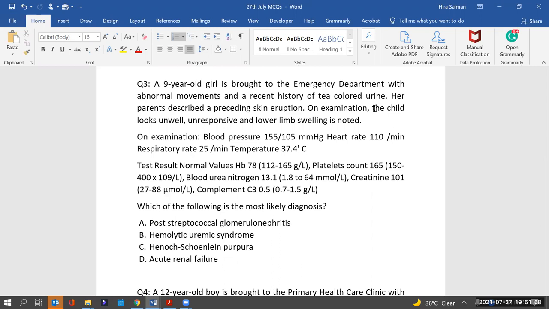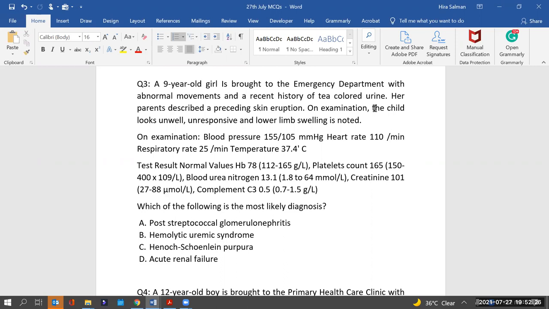And before that, the patient was having tonsillitis. Before that, the first one was having pharyngitis. So you have seen all the preceding infections: pharyngitis, tonsillitis, and maybe the skin problem. Like here, she's presenting with a skin eruption. On examination, the child looks unwell, unresponsive, and lower limb swelling is noted. Now the swelling is there in the lower limb, and the child looks unwell, unresponsive. On examination, blood pressure is quite high.